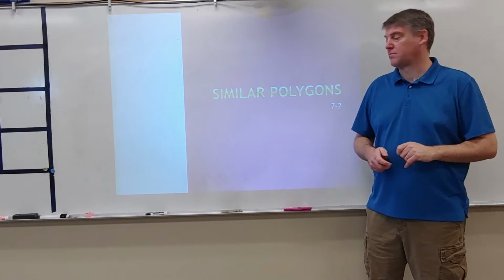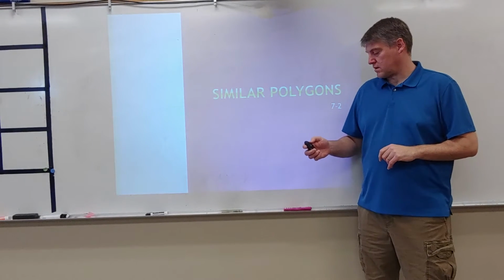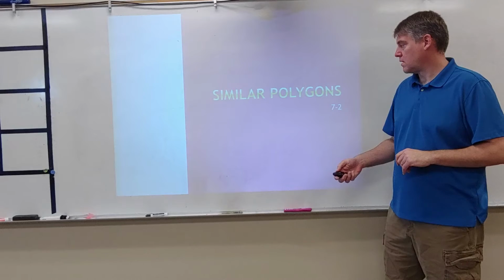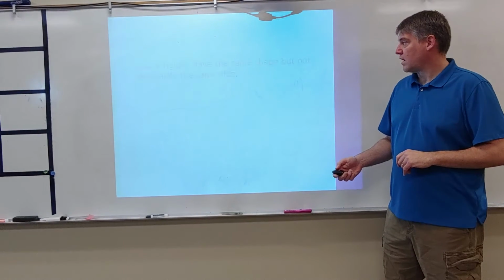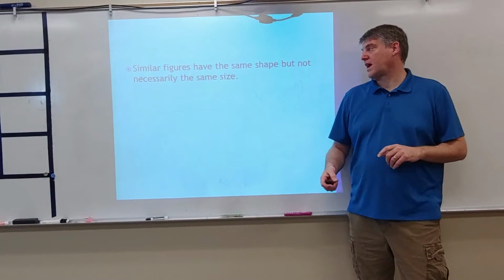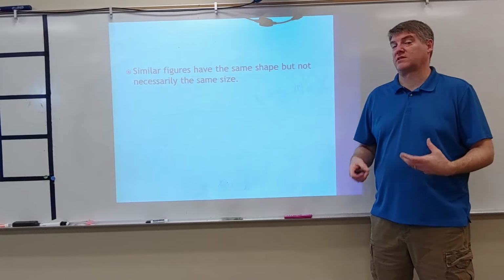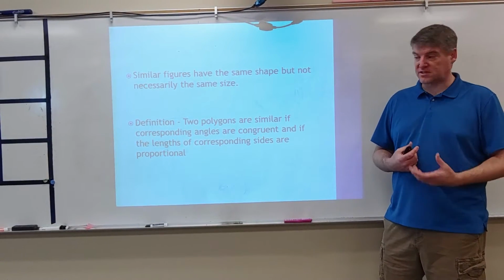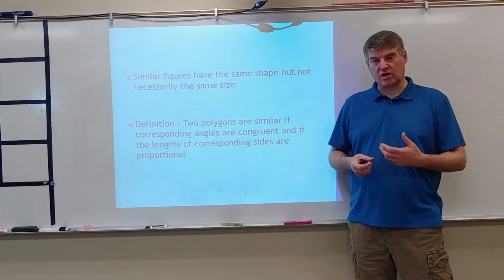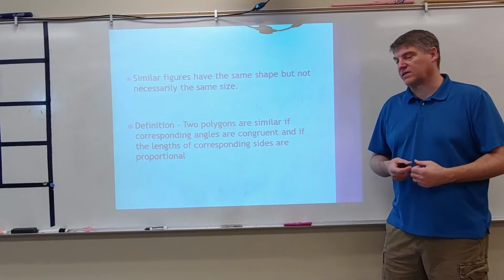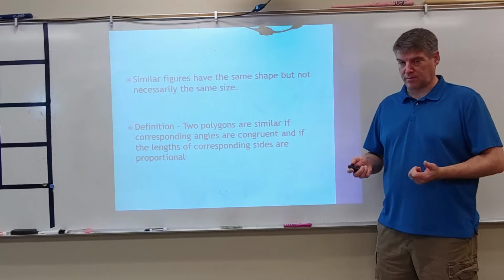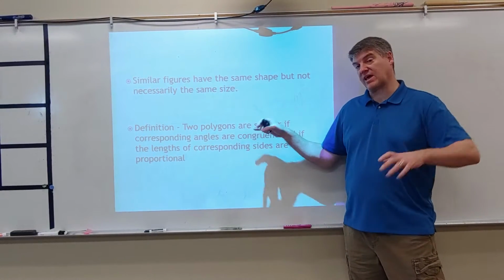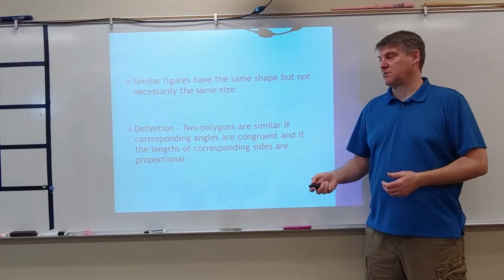To talk about similar polygons today. All right, so similar figures have the same shape, but not necessarily the same size. Definition: two polygons are similar if corresponding angles are congruent and if the lengths of corresponding sides are proportional. So we have to have the angles be equal, but the sides be proportional.